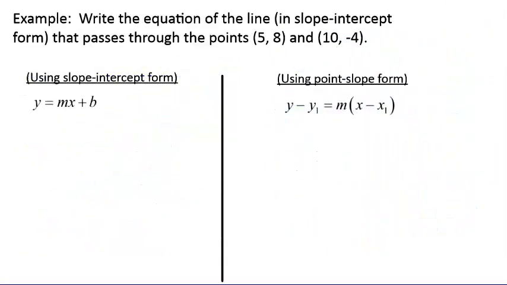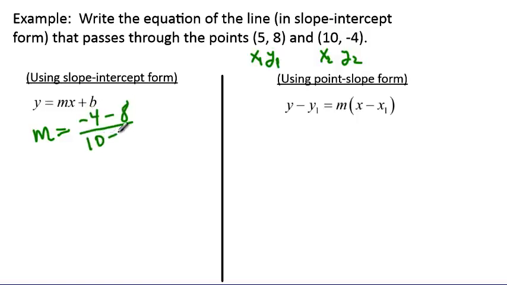Okay, now we're going to write the equation of the line in both slope-intercept form and point-slope form. I'm going to use two different methods. Okay, so the first one is using slope-intercept form, which we looked at an example of already. So the first thing I have to have is slope. So slope is equal to, and if I use this as x1 and y1, and this point as x2, y2, then I have the slope is equal to -4 minus 8 divided by 10 minus 5. So -4 minus 8 is -12, and 10 minus 5 is 5. So the slope is -12/5.